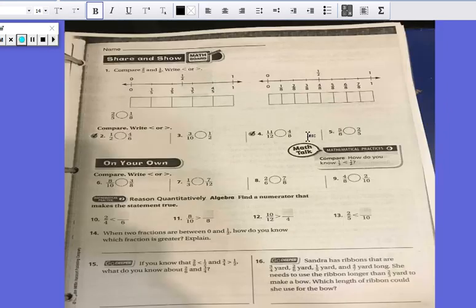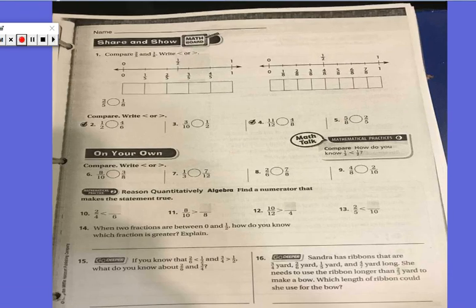Alright, let's go to this piece here, share and show. Okay, compare 2/5 and 1/8, less than or greater than. So we have our benchmark here already. We have 1/2, and we're trying to figure out what 2/5 looks like. So here's 1/5, and then there's 2/5. Okay, 2 pieces are filled out of 5. 1, 2, 3, 4, 5.